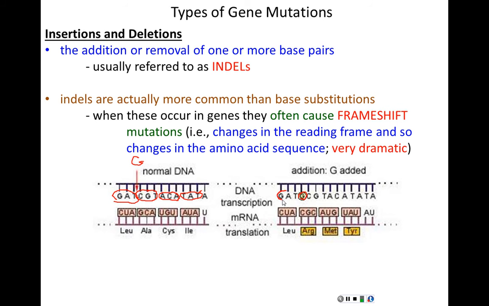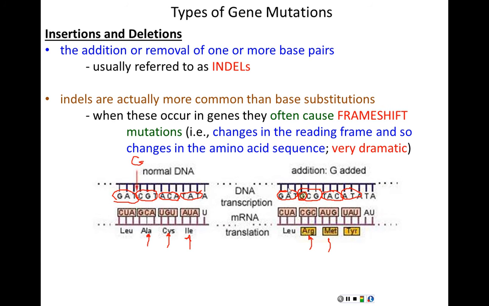Well, we start with GAT for leucine, same as before. Now the next collection of three. But now this codon is GCG because of this indel mutation, and that codes for arginine, not for alanine. So, okay, we picked up a mutation, we substituted an amino acid. Well, we keep going. The next codon is TAC, which codes for methionine, not cysteine. And then the next codon codes for tyrosine, not isoleucine.